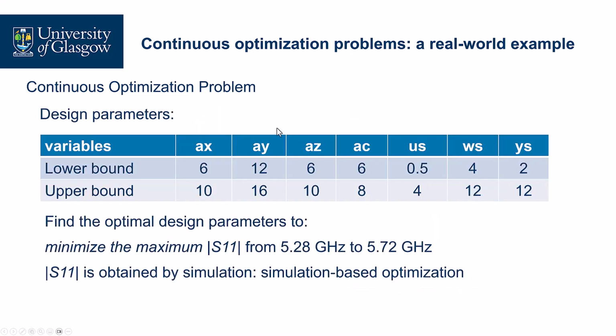We want to find the optimal design variables of these ones. You can see each one has a lower bound and an upper bound, right? So we want to find the optimal value within them. We want to minimize the maximum magnitude of S11 in the operating band. Normally, when we want to get this value, we have to do simulation. In MATLAB, there are many toolboxes helping you to do simulations. This kind of problem, we call simulation-based optimization.